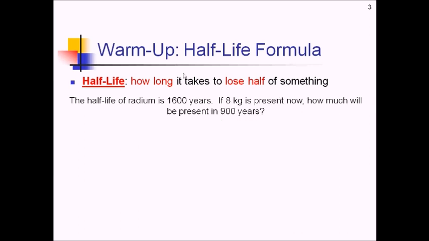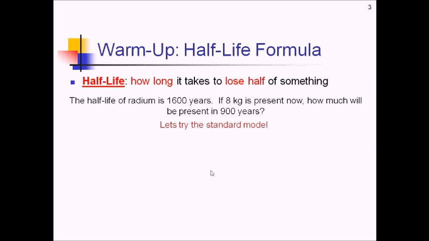So just getting an intuitive idea for half-life, it takes 1600 years for you to lose half of your radium. So that means after 1600 years, you should have only 4 kilograms left. And we want to know how much there will be in 900 years. Since you haven't gone the whole time period, we would expect there to be more than 4 kilograms. Now let's try this using the standard model to see if we can find out exactly how much is left.